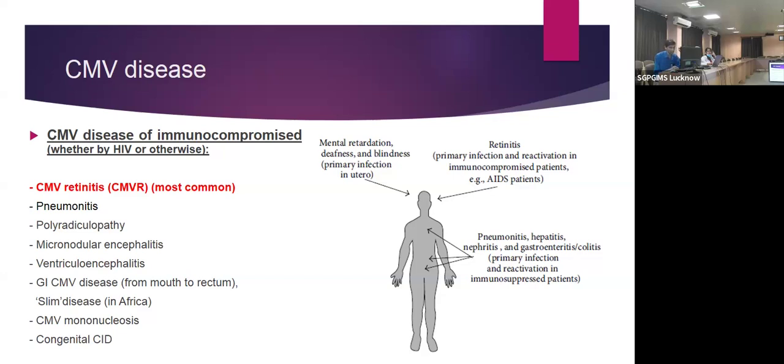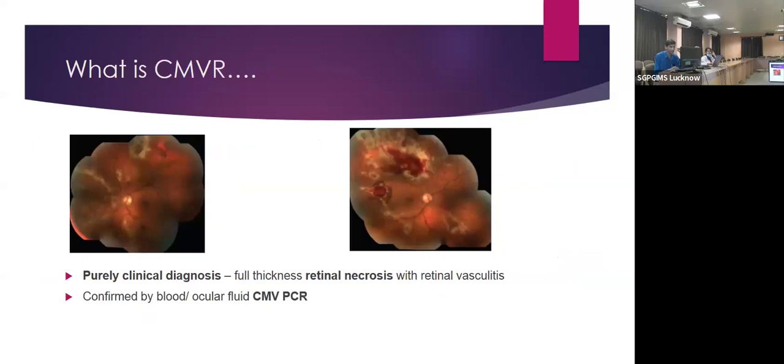Now, therefore, I am just talking about CMV retinitis. CMV retinitis is a purely clinical diagnosis. The one constant feature is full thickness retinal necrosis with retinal vasculitis, either on the venous side or the arterial side. These white areas that you are seeing on the screen are the full thickness retinal necrosis. And because of vasculitis, there may be hemorrhages and exudates.